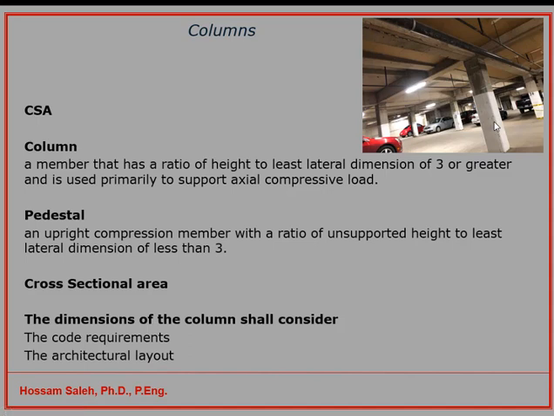However, the cross-sectional area of the column also has some requirements. In the Canadian Code, a member can be considered a column if the ratio of the long direction to the short direction is less than 6. If the ratio is less than 6, then we are talking about a column. If the ratio is 6 or more, then we are talking about a concrete wall.